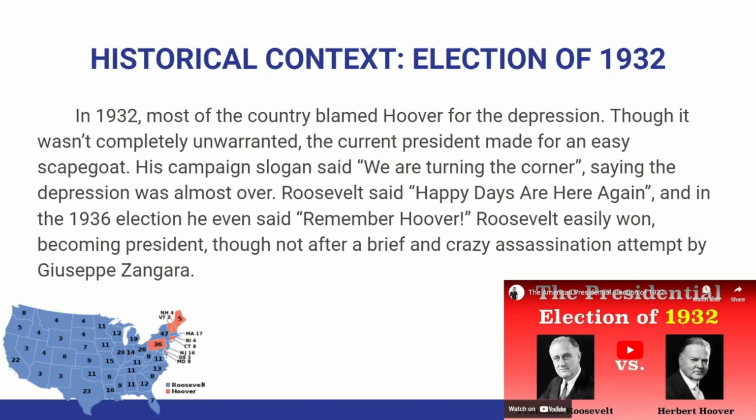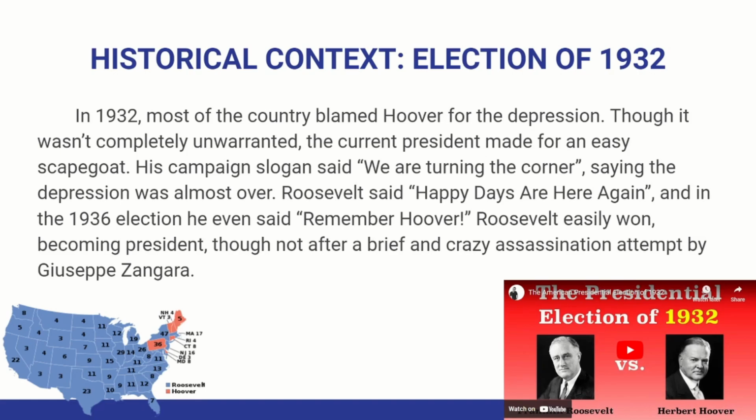Now, most of the country blamed Hoover for the Depression. It wasn't completely unwarranted, but in most times of crises, blaming the president is super easy to do. Now, Roosevelt threw some shade at Hoover. His vice president even called him a socialist, which, back in the day, being called a socialist would absolutely destroy you. Roosevelt's campaign slogan was, "Happy days are here again," while Hoover's was, "We are turning the corner," saying that, come on guys, we're about to beat the Great Depression.